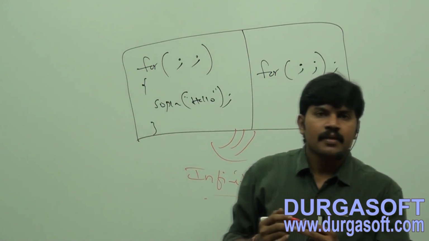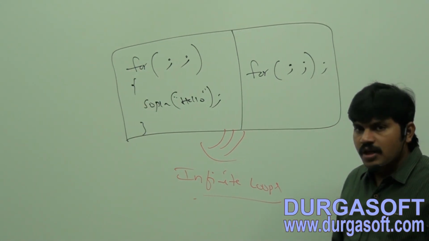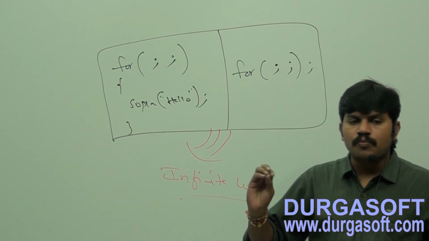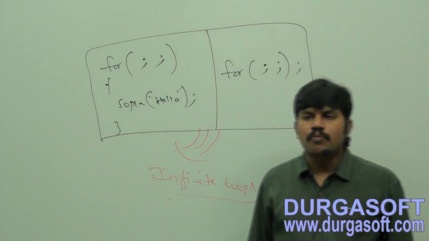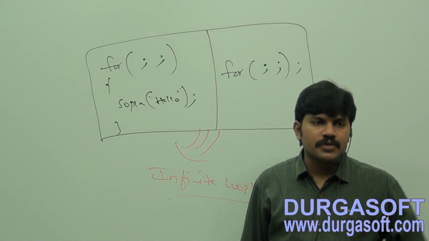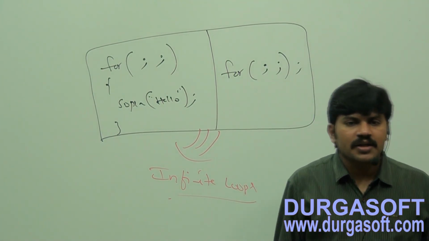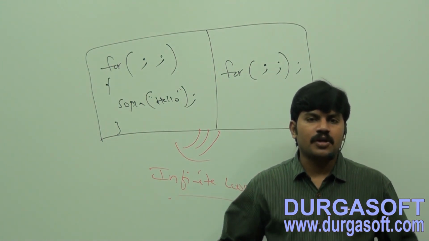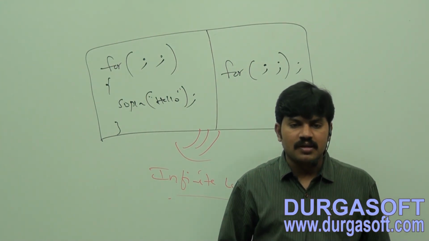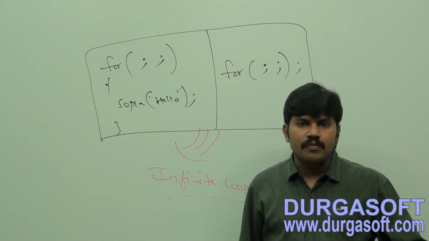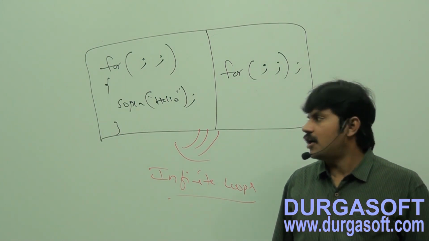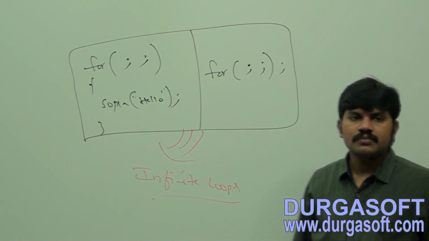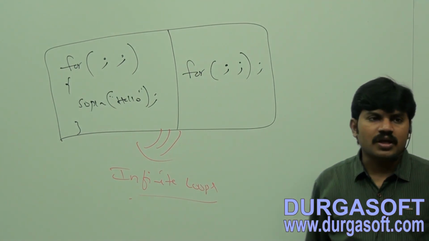Okay, at this point, all three parts of the for loop are independent of each other and optional. Okay, take both examples and better to highlight them. Both are infinite loops.